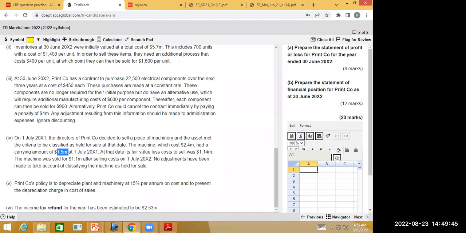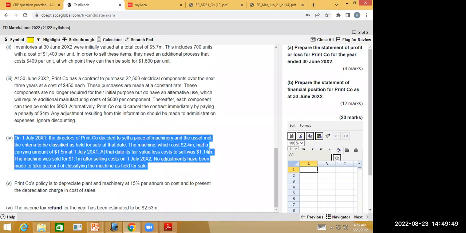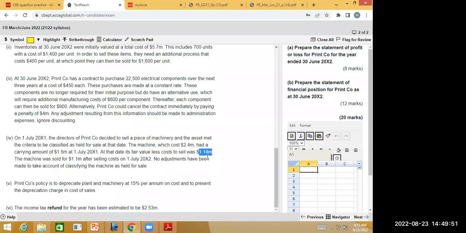So from 1st July onwards, on the face of the balance sheet, the asset will be reported as held for sale under current assets with the value of 1.14 million. And in the income statement, we need to charge an impairment loss of 360. Sir, depreciation isn't charged on held for sale, right? No.